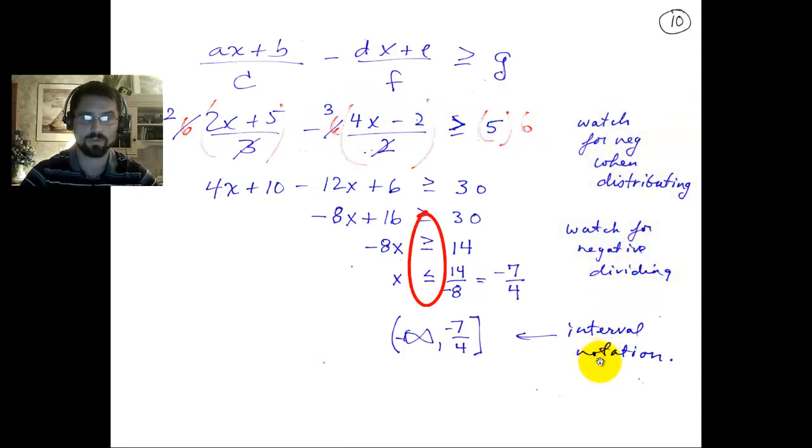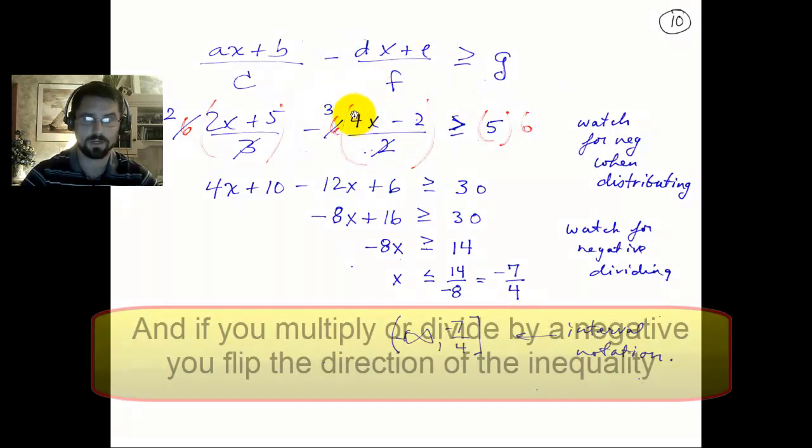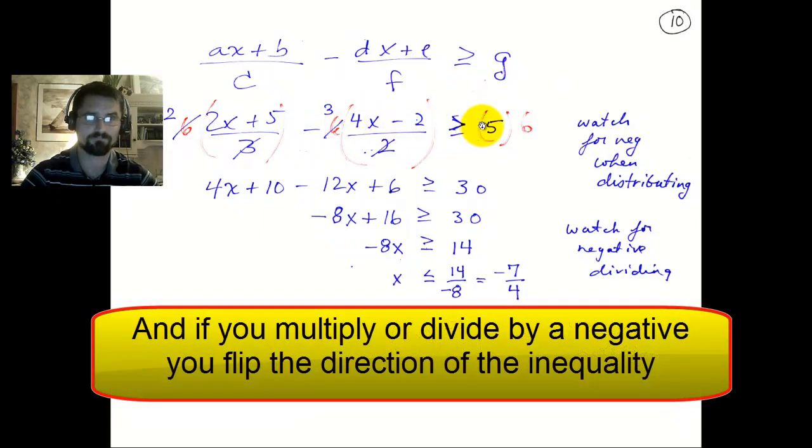And your answer here will be in interval notation because this is an inequality. Make up some problems on this. Change A, B, C, D, E, F, and G, and just practice. And watch out to make sure that if there's a minus here, you're distributing it. You can make this a minus, you can make it a plus, whatever, but that's a heads up.